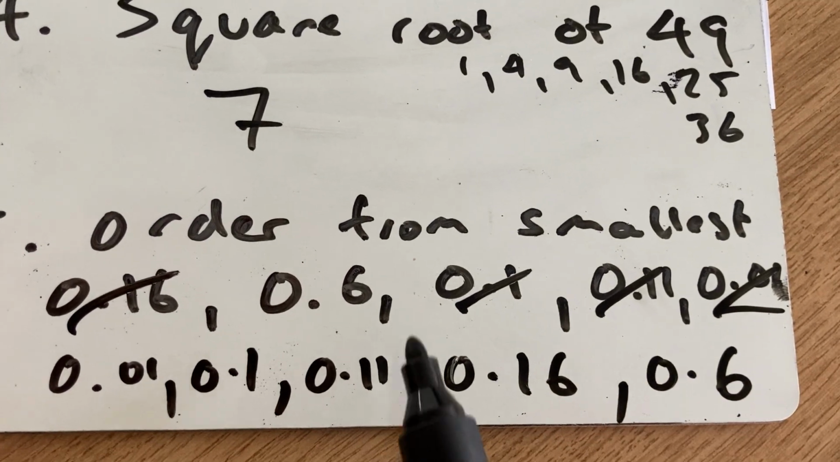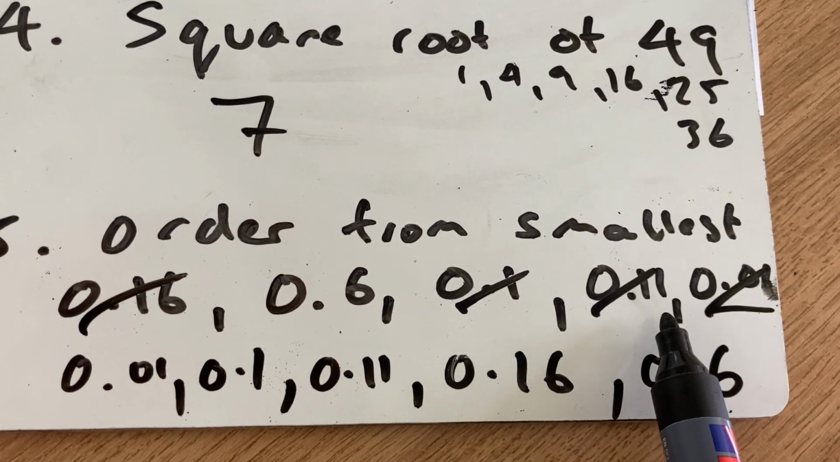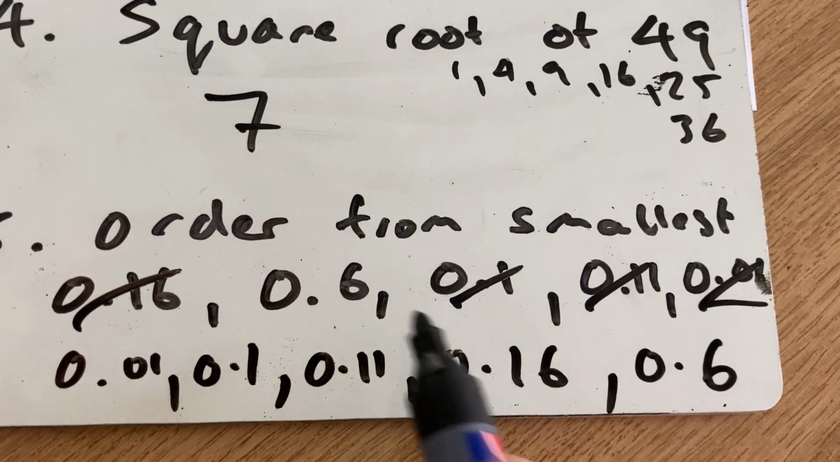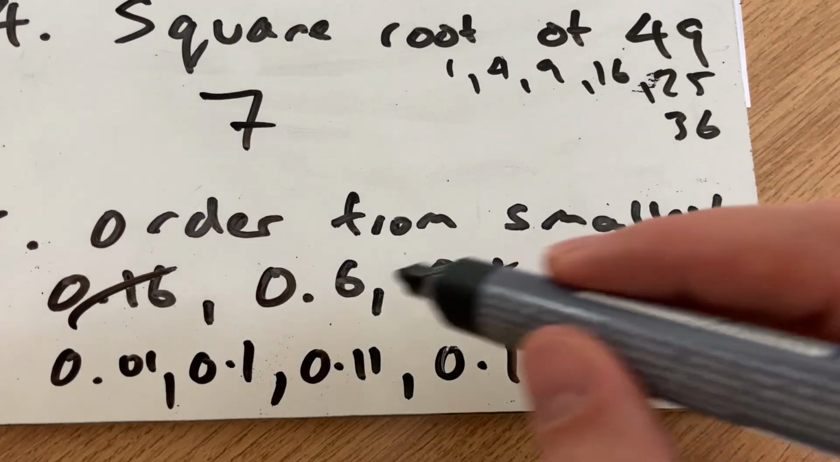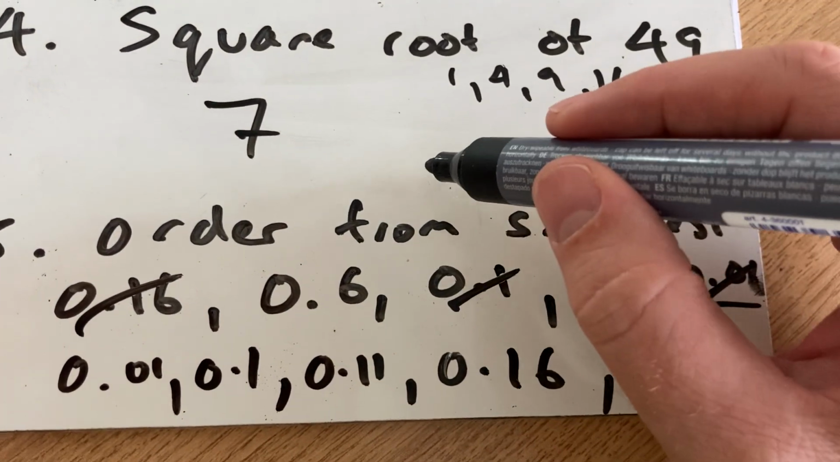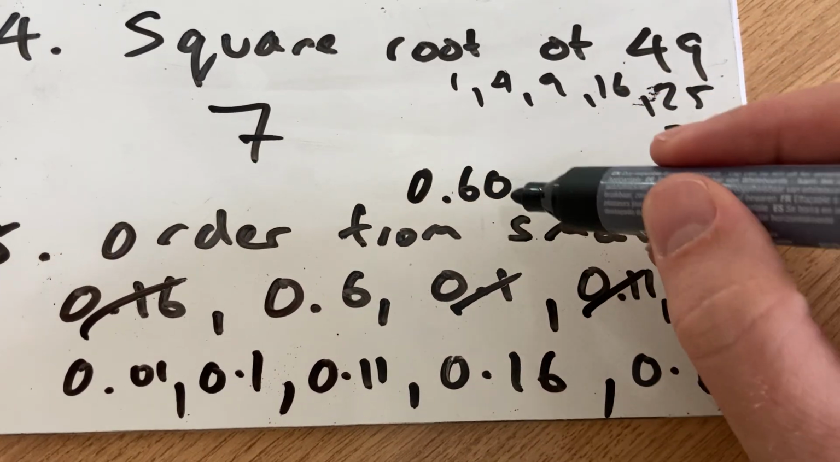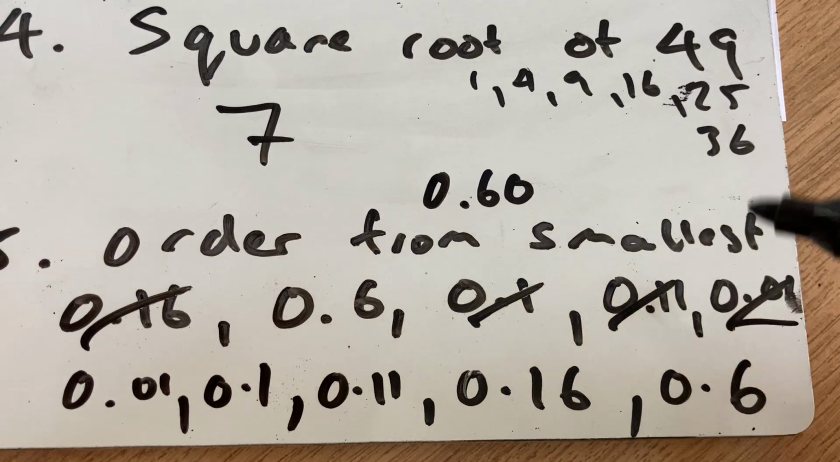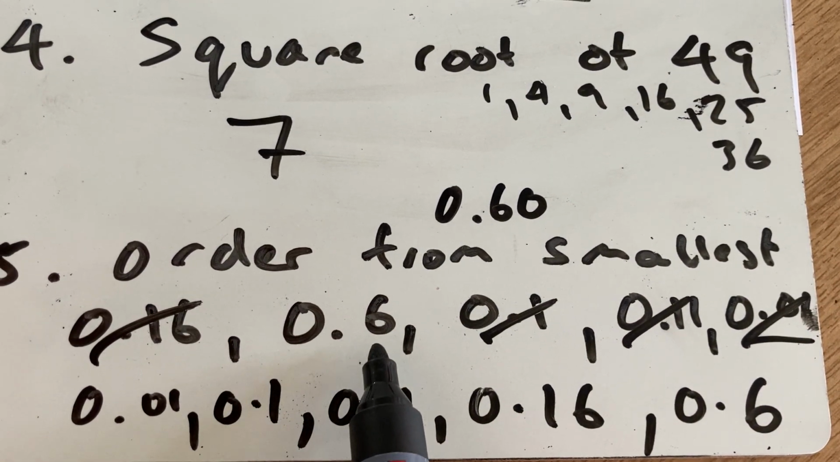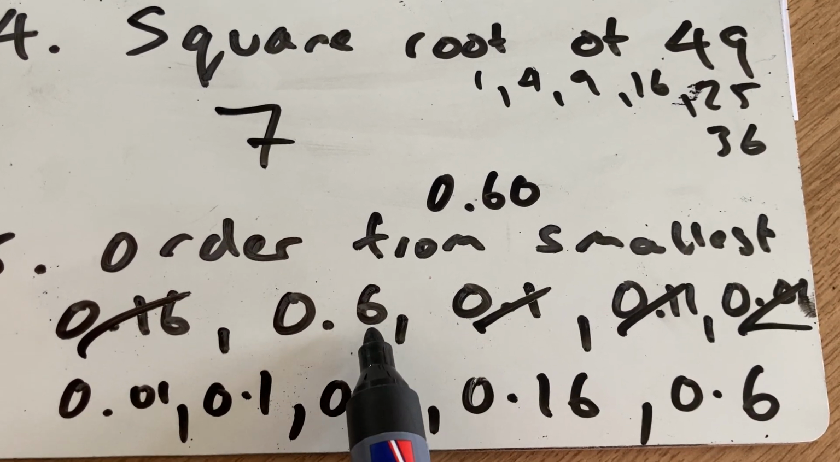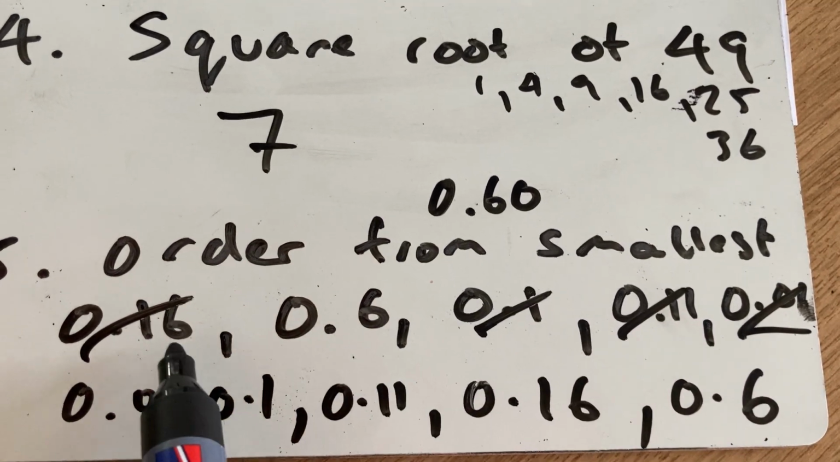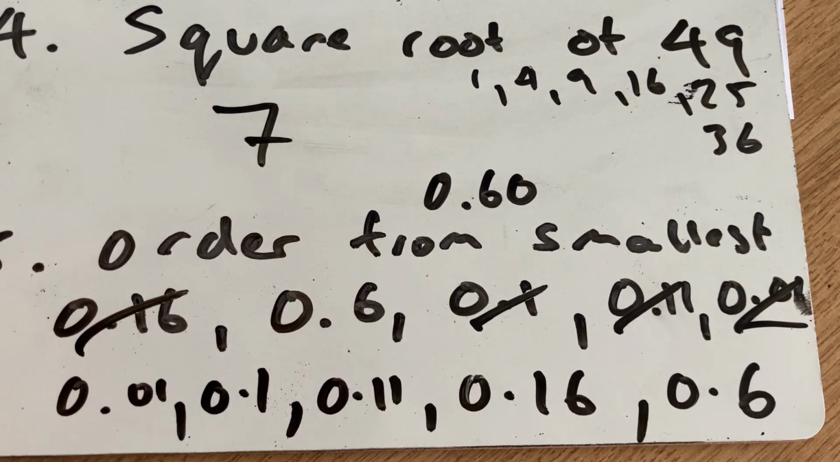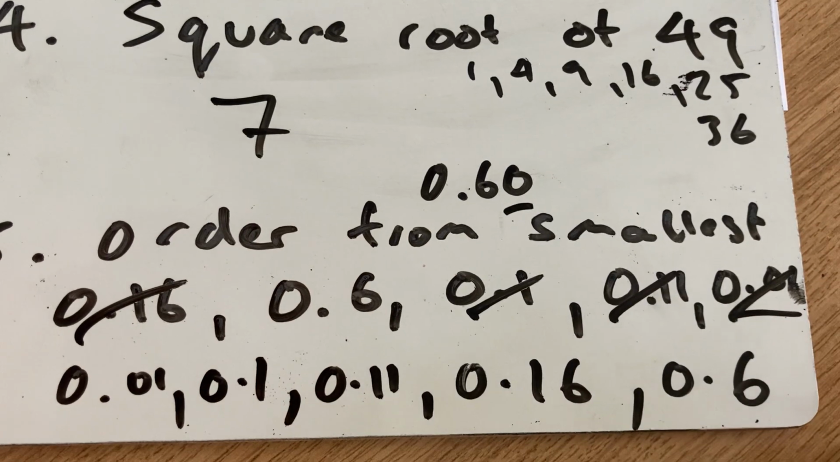So don't think that 6 is less than 11, therefore that's less than that. In fact, if you want to compare them, make sure they have the same number of place values. So put a 0 in there and see that, well, actually 60 hundredths is bigger than 11 hundredths. So that 6 actually is 6 tenths, but it's also 60 hundredths, so it's bigger than 16 hundredths. So put in an extra 0 if you need to.